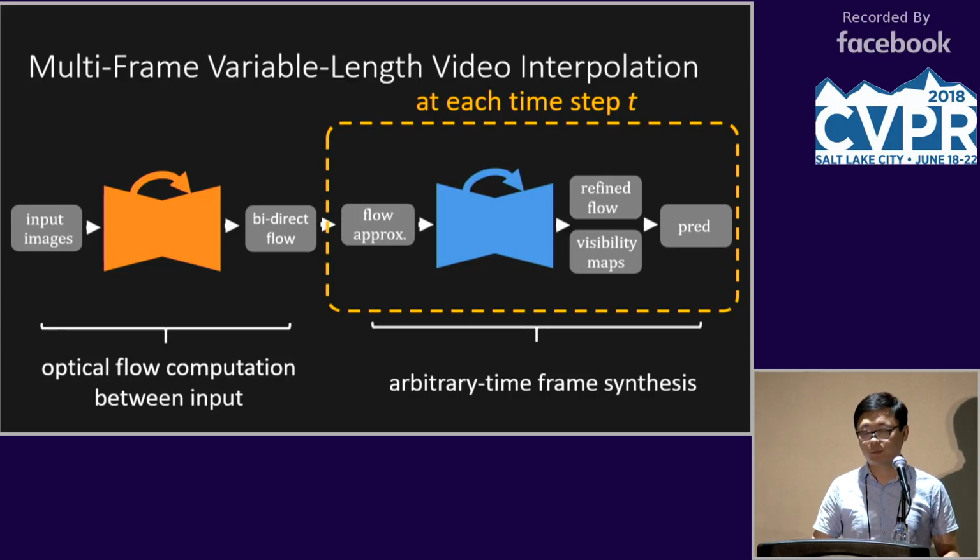Since none of the network's parameters is dependent on time step t, our approach is able to do multi-frame variable length video interpolation, generating as many intermediate frames as we want, using the same network without any modification.